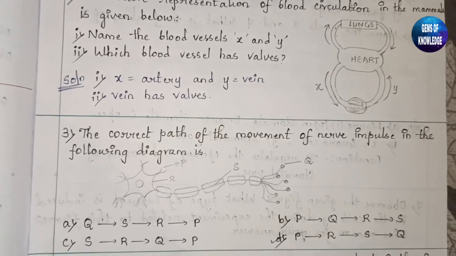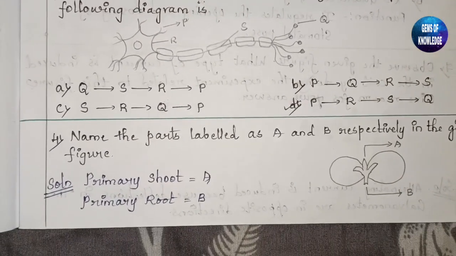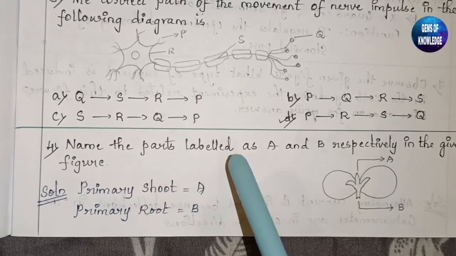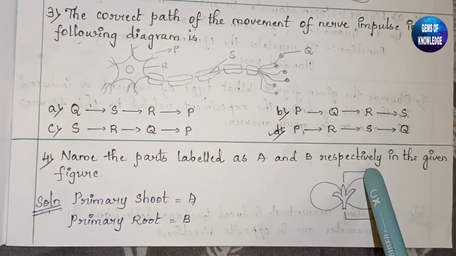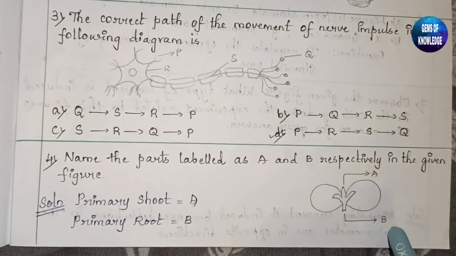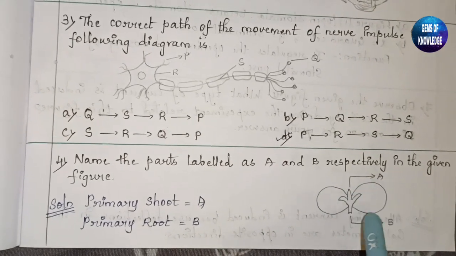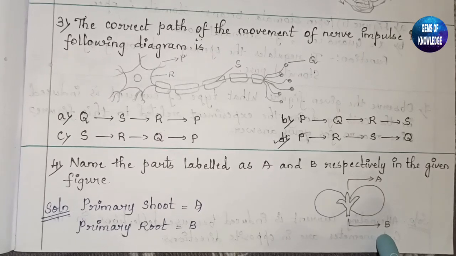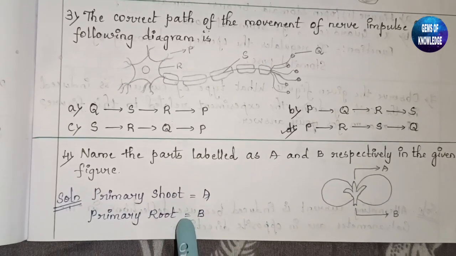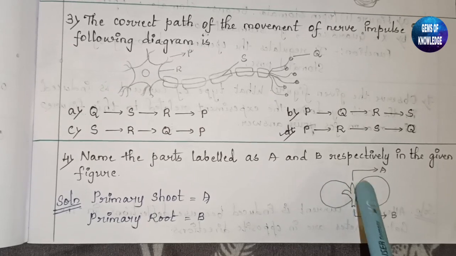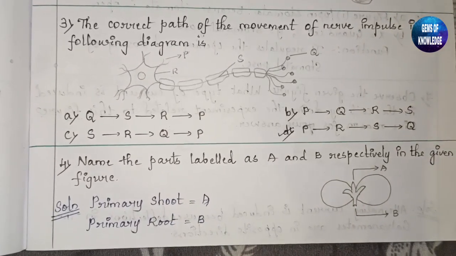Next, you can see: name the parts labeled as A and B respectively in the figure. This is the top part A and this is the bottom part B. The top part is called the shoot and the bottom part is called the root. You have to mention them as primary shoot and primary root because this is the beginning. This is A and B. We'll move on to the next question.